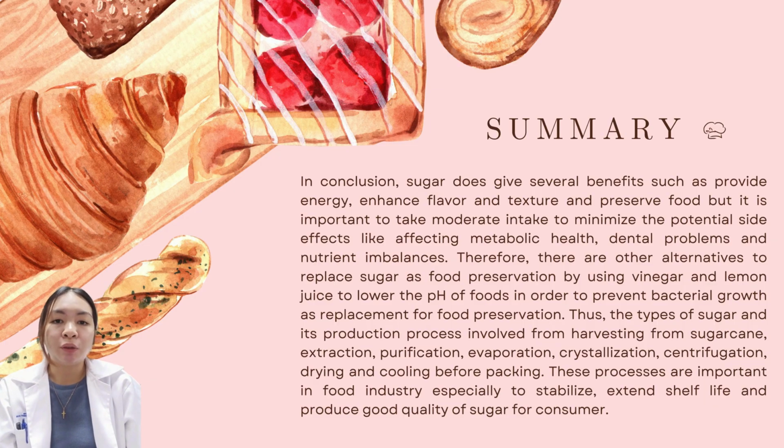Thus, the types of sugar and its production process involve harvesting from sugarcane, extraction, purification, evaporation, crystallization, centrifugation, drying, and lastly, cooling before packing. These processes are important in the food industry, especially to stabilize and extend shelf life and produce good quality sugar for consumers.